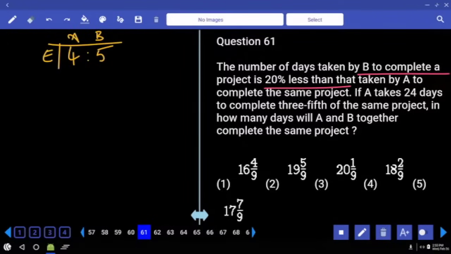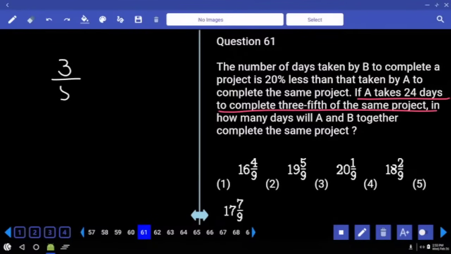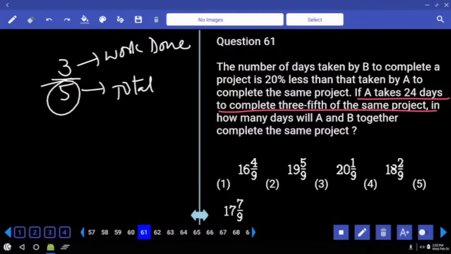4:5. Okay, continue. If A takes 24 days to complete 3/5 of the same project, wait, what fractional part? 3/5. So I told you many times, if the work is measured in terms of fraction, the denominator is always the total. The numerator is the work which is already done. Correct? So you have to construct 5 floors, assume like that. It will be easy. How many floors were already constructed? 3 floors were constructed in how many days? 24. Then per floor? Then for total 5 floors?